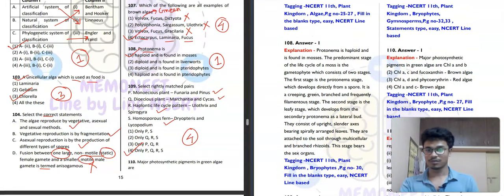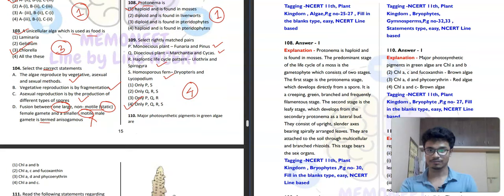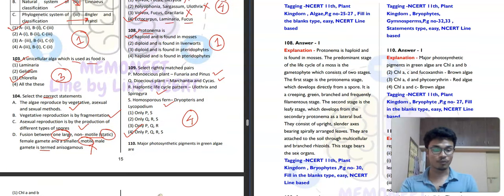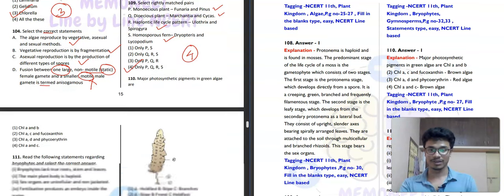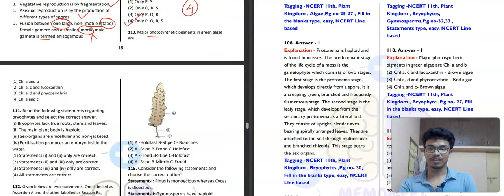Okay. Moving towards the next question, 110. One thing I need to tell here: a monoecious plant means male and female structures are in the same plant, and dioecious means they are in different plants. Okay. So the question is asking about the major photosynthetic pigment in green algae. Those are chlorophyll A, chlorophyll B, first option, then chlorophyll A, C and fucoxanthin, chlorophyll A, D and phycoerythrin, chlorophyll A and chlorophyll C. So our correct answer for this question will be the first option, chlorophyll A and B.